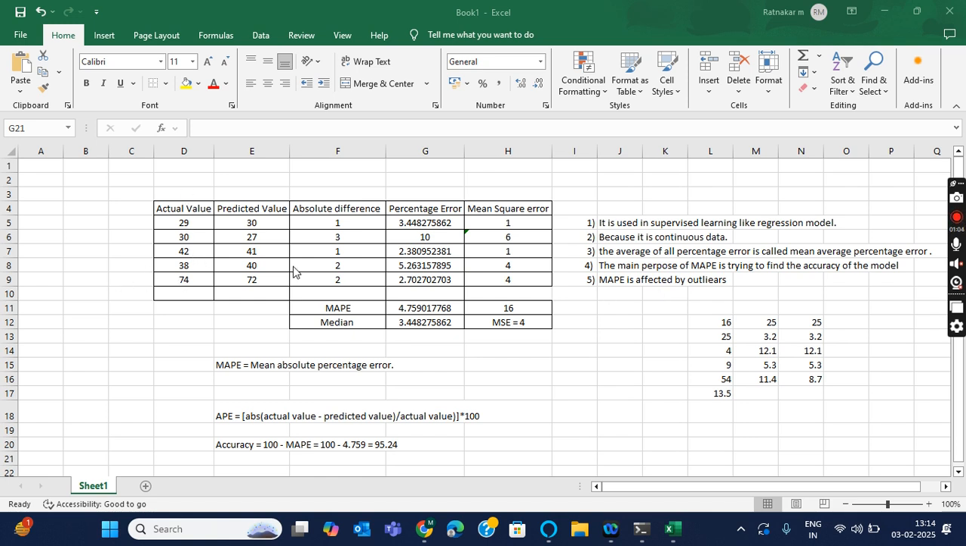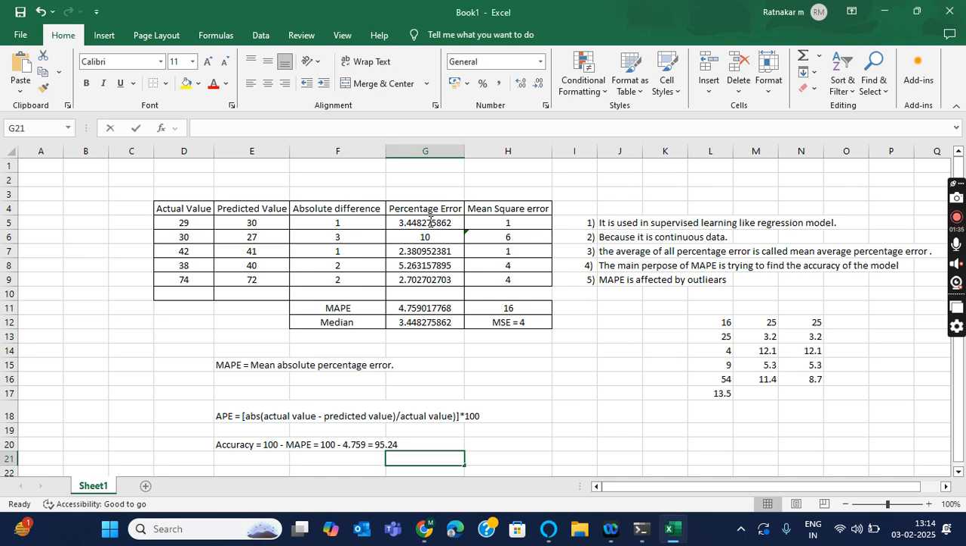Okay, so here comes this part, and we have actual values that are 29, 30, 42, 38, 74, and so on. I took just five values here, and the predicted values here like 37, 27, 41, something. So the absolute difference between these two values is 1, 29 minus 30, and 30 minus 27 is 3. I believe you can calculate this one.